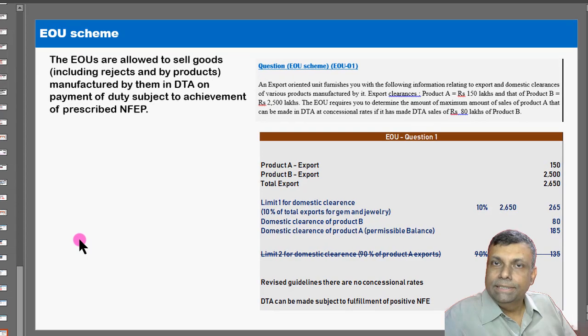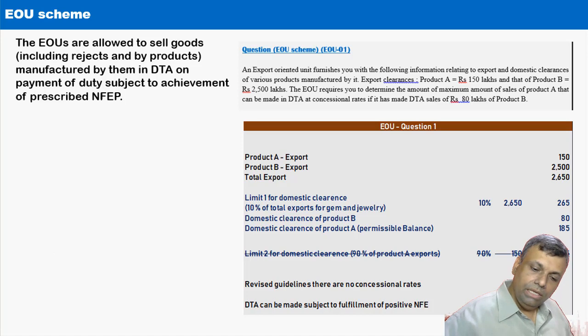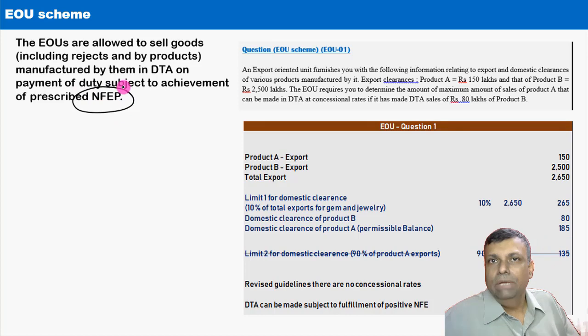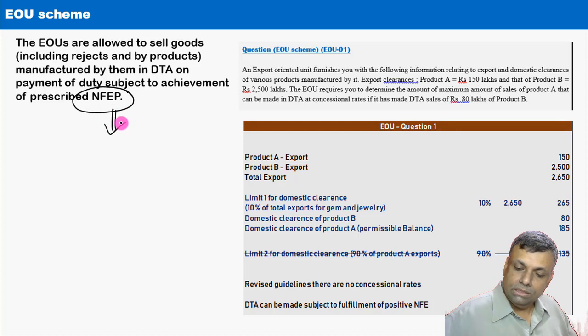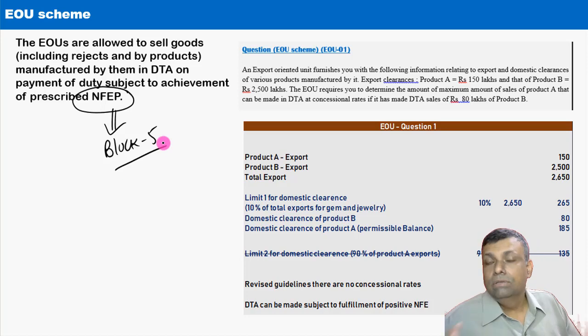Okay. Now friends, let me just quickly revise this particular EOU scheme. This EOU scheme, export oriented unit scheme, has undergone a little bit of change. See, there are 2 important points that you have to remember with respect to the EOU scheme. In the EOU scheme, that is export oriented unit, ultimately government wants NFEP, that is net foreign exchange positive inflows. And this NFEP, net foreign exchange positive inflow, is to be brought into India over a block of 5 years, and this 5 year block will commence from the year of commencement of production.